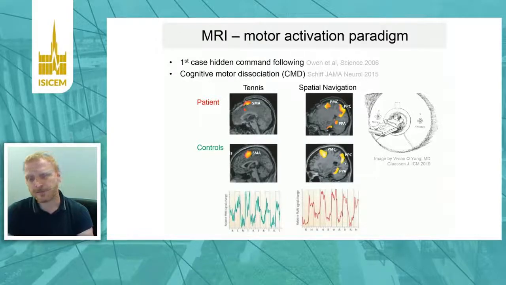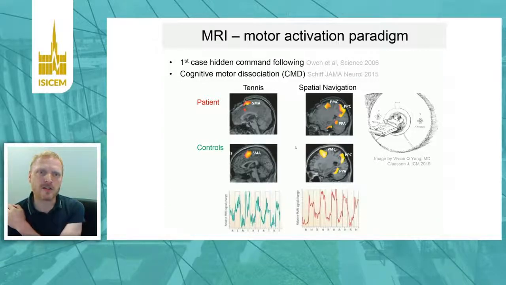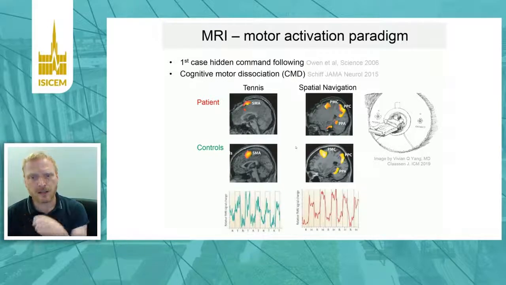So I talked briefly here about functional MRI. The first case of this was published by Adrian Owen in 2006, where he put a patient into an MRI scanner and did a functional MRI paradigm, asked the patient to imagine playing tennis, asked the patient to imagine walking through her apartment, and he got similar activation patterns looking at the BOLD signal as in healthy volunteers. So this started a whole interest in this field. Are there patients where their cognitive ability is better than their motor expression of it?